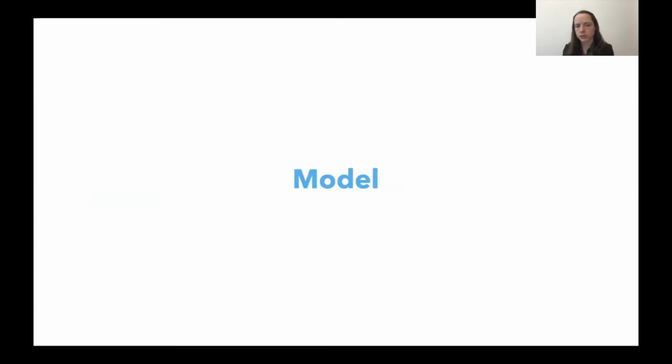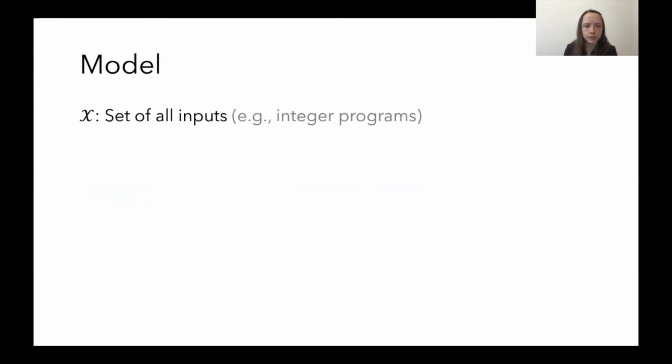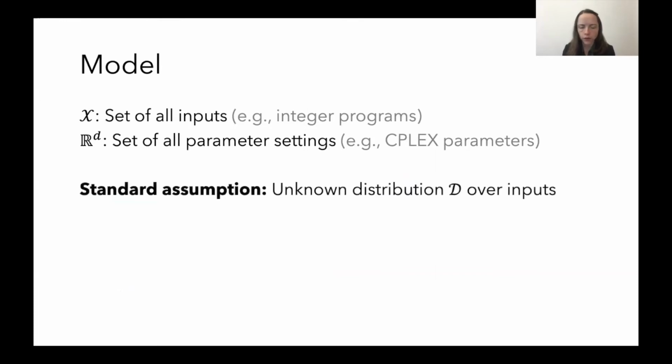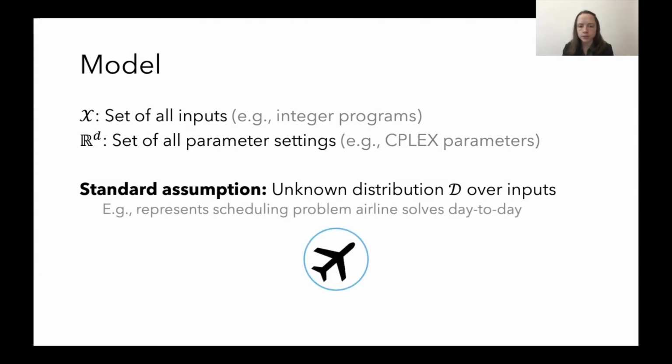So a little more formally, here is our model of algorithm configuration. I'll use the notation X to denote the set of all inputs to the algorithm. So for example, these could be integer programs. And R^d will be the set of all parameter settings. So for example, these could be Cplex parameter settings. We're going to make a standard assumption that's made all the time in this literature on automated algorithm configuration, which is that there's some unknown distribution D over inputs to this parameterized algorithm. So for example, this distribution might represent the scheduling problems that an airline has to solve on a day-to-day basis.